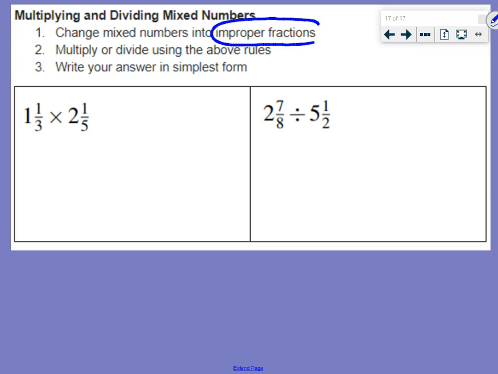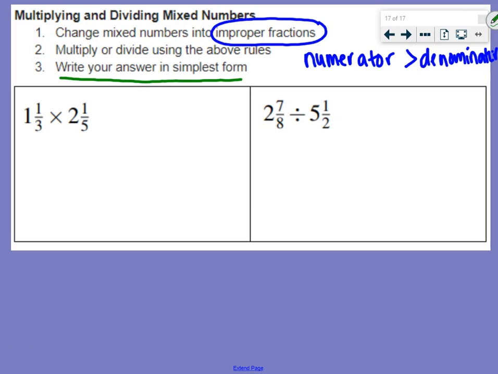So improper fractions is when the numerator is bigger or greater than the denominator. So that top number is bigger than the bottom number. That's an improper fraction. Multiply or divide using the rules we have already gone over. And then make sure to write your answer in simplest form.